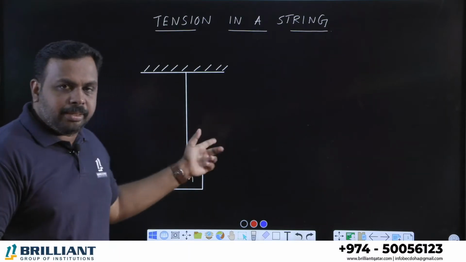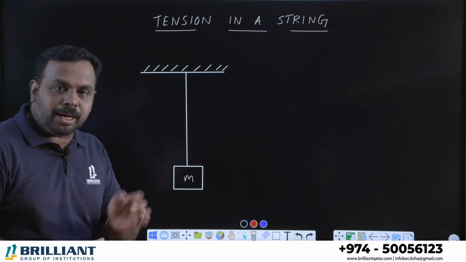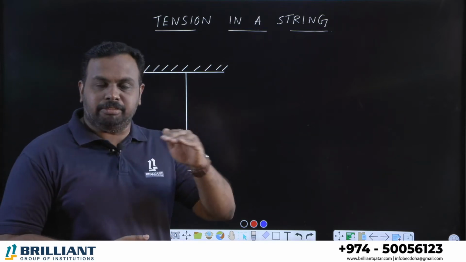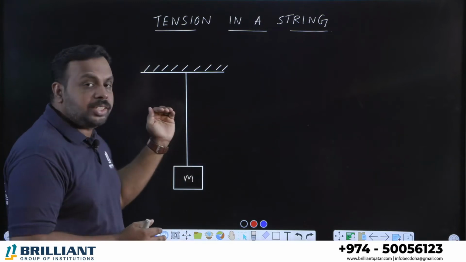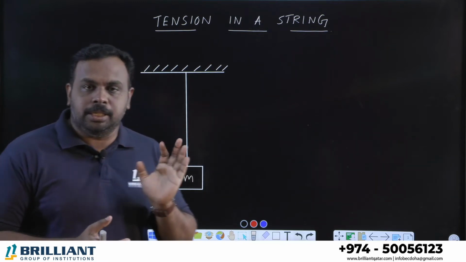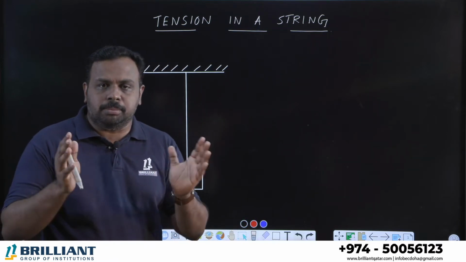In this diagram, you can see there is a mass. The mass is suspended by a string from a ceiling, from the roof. Then the question is, what is the tension in this string? Tension is a confusing topic for some of the students.